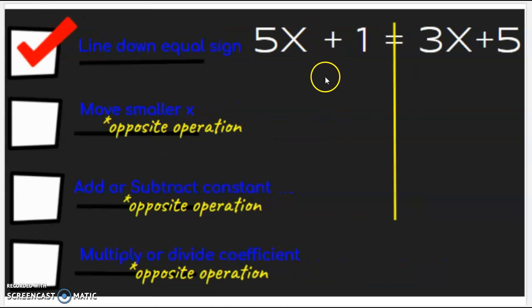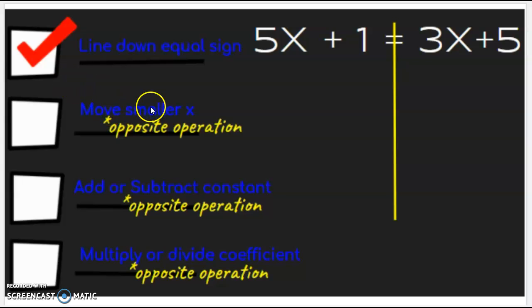Looking at slide 4, we've got an equation here: 5x plus 1 is equal to 3x plus 5. I went ahead and checked off our first step on our checklist, right? The line down the equal sign. So what I did was, at my equal sign, I just went ahead and drew a line down. Remember how we were doing on our models? We were creating a left side and a right side.